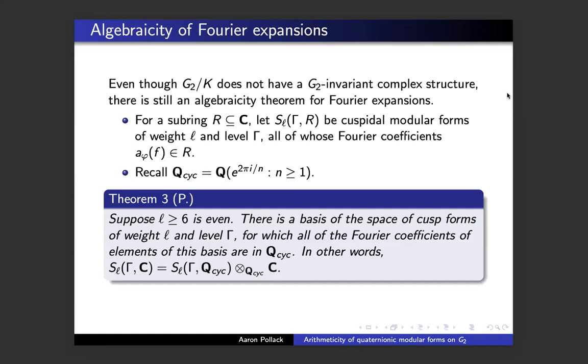So in other words, there's an arithmetic structure on the space of cuspidal modular forms of weight L, defined in terms of these Fourier coefficients. I just want to point out that this is, on one hand, very similar to what we saw for classical modular forms, but on the other hand, there's a contrast which I want to bring up, which is that G2 does not have a Shimura variety. In other words, G2 mod K, where K is the maximal compact subgroup, does not have a G2-invariant complex structure. So there's not any algebraic geometry that one could use to help prove this theorem, at least in any obvious way.